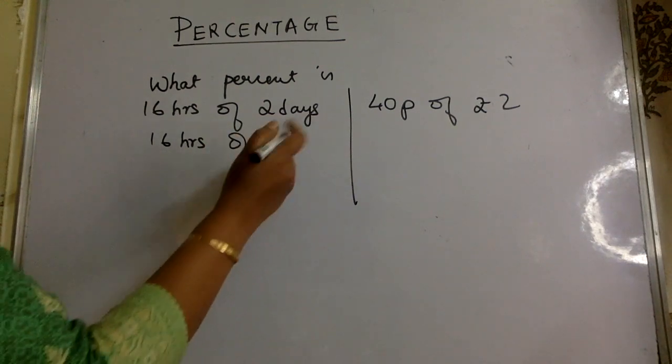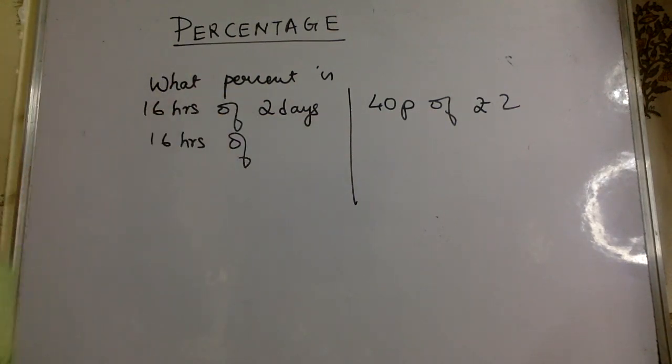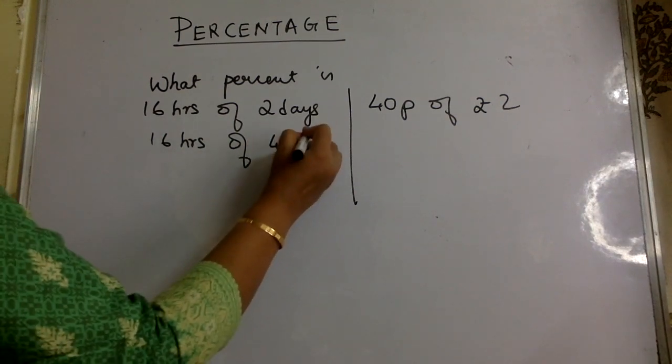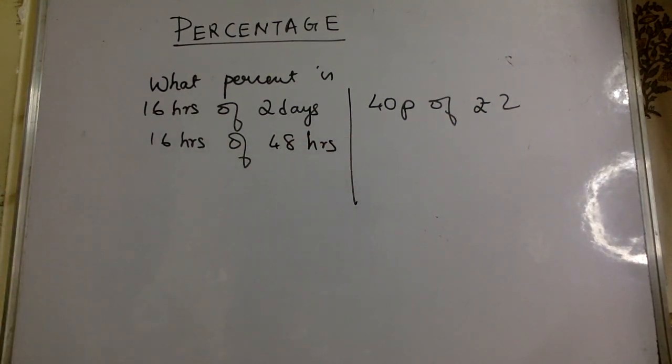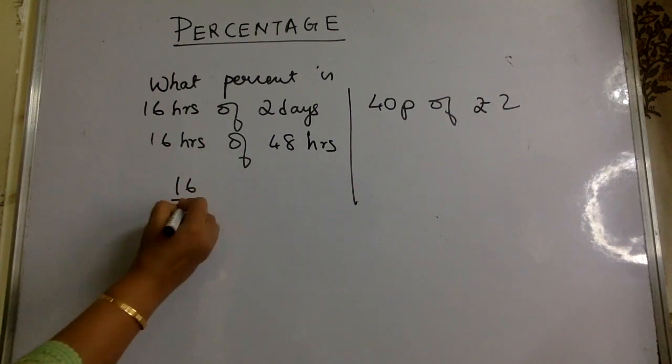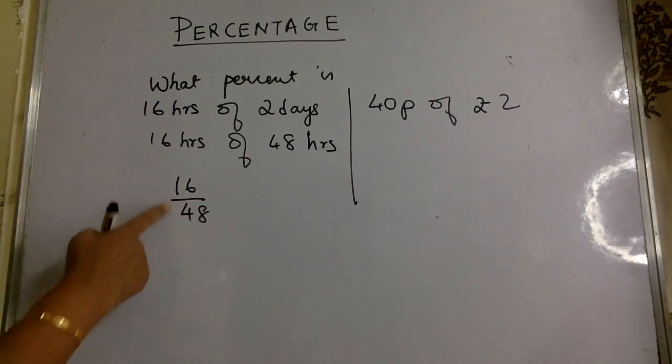This is 2 days. 2 days will make how many hours? 24 hours is 1 day, so 2 days is going to be 48 hours. Now I can start with the sum. What percent is this of this? 16 by 48. Make a fraction.